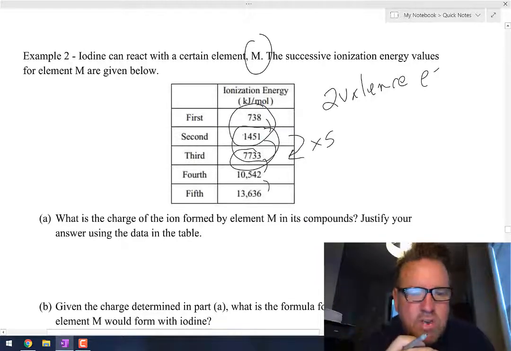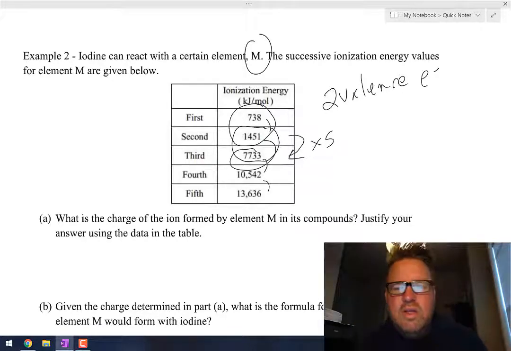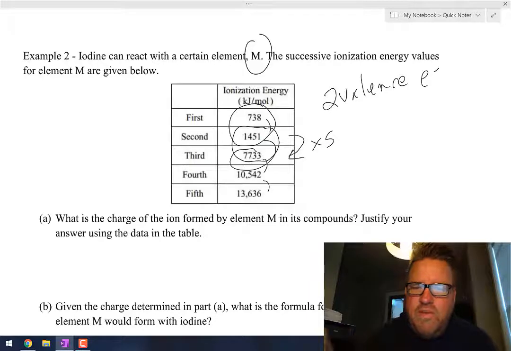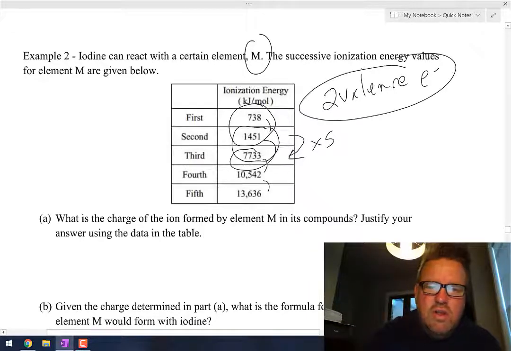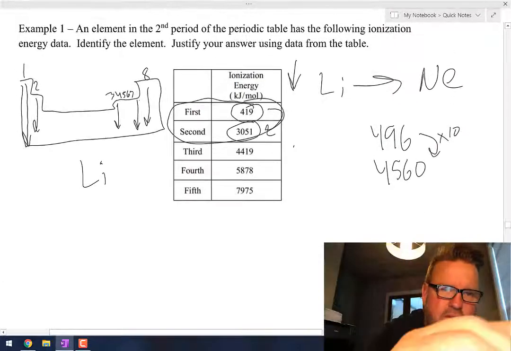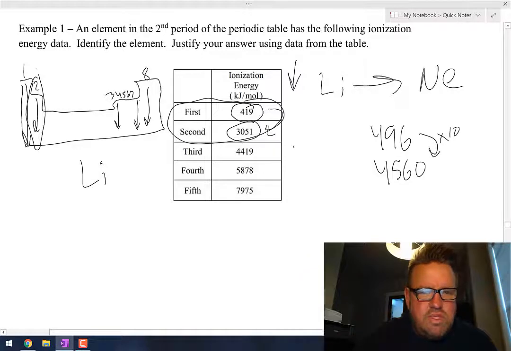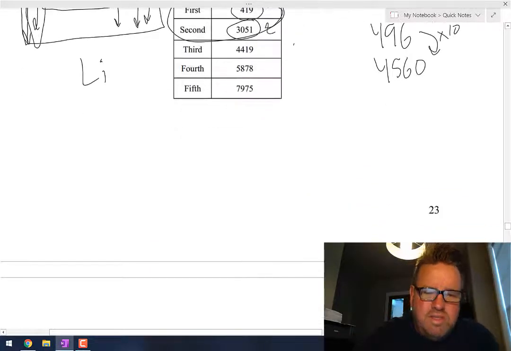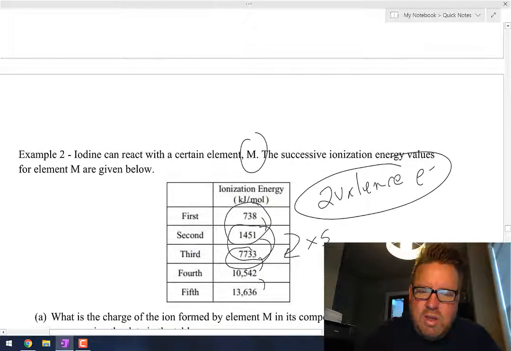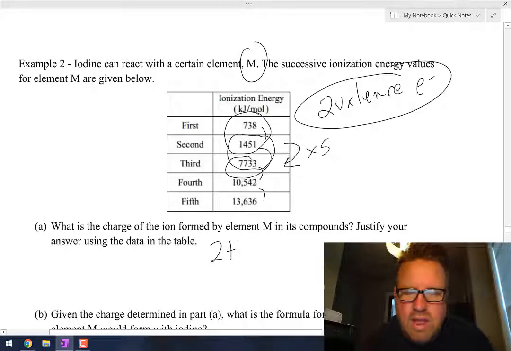So part A says, what is the charge of the ion formed by element M in its compounds? Justify your answer in the data table. Well, if it has 2 valence electrons, we know that based on that information and my beautiful drawing up here, that it has to be in this column. And what charge do those always have? What's the most common ion of those? It's going to lose those 2 valence electrons because it doesn't take a lot of energy to do so. So what is the charge of the ion? It's +2. Whether you write 2 plus or +2, it doesn't matter.